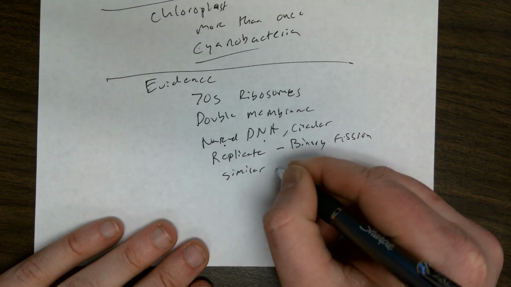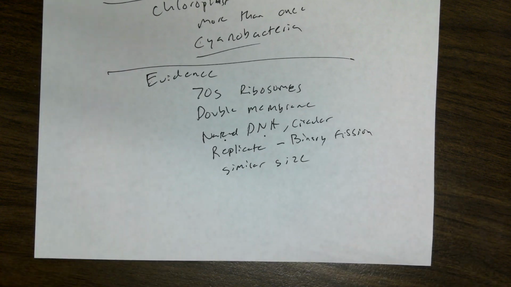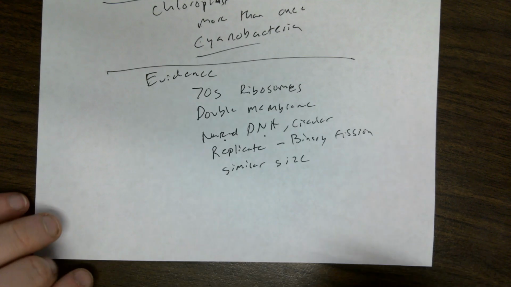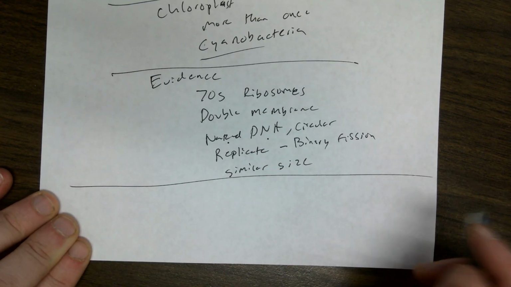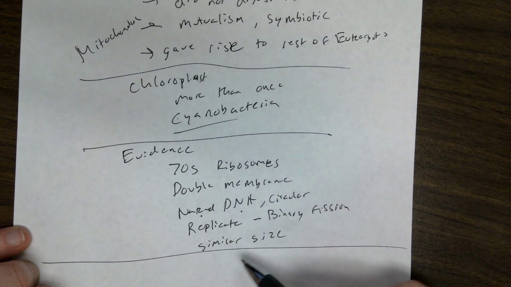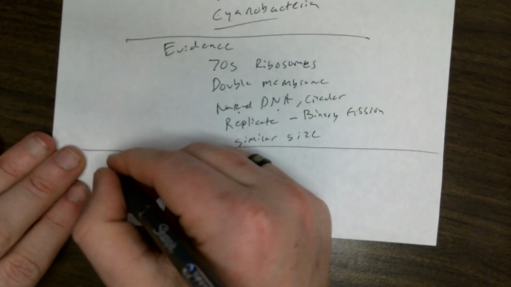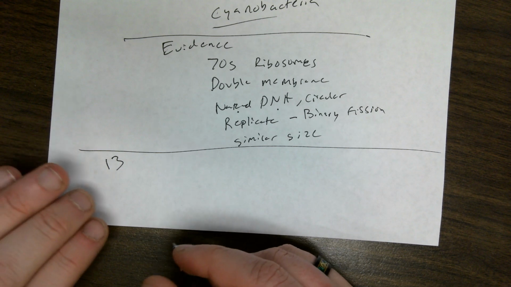So there's a lot of evidence that they were once free living prokaryotes that got engulfed and became mitochondria and chloroplasts. So there's really 2 parts to that: how did it happen, and then the evidence. All right, standard 13.